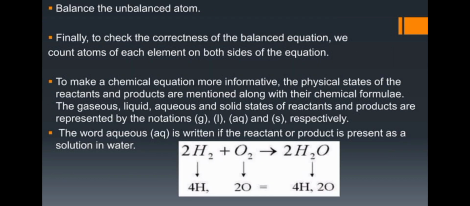Balance the unbalanced atom. Finally, to check the correctness of the balanced equation, we count atoms of each element on both sides of the equation. To make a chemical equation more informative, the physical states of the reactants and products are mentioned along with their chemical formulae. The gaseous, liquid, aqueous and solid states of reactants and products are represented by the notations g, l, aq, and s respectively. The word aqueous, aq, is written if the reactant or product is present as a solution in water.